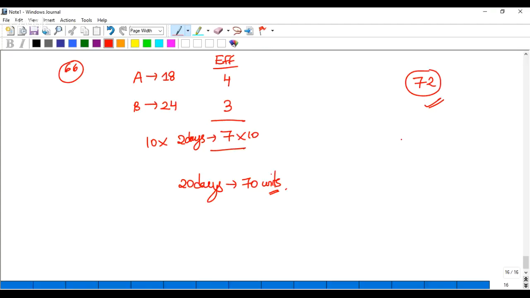If 70 units is completed, the remaining 2 units will be completed by A. A does 4 units per day. So to complete 2 units, it will take another half day for A. So the total number of days is 20 and a half days.